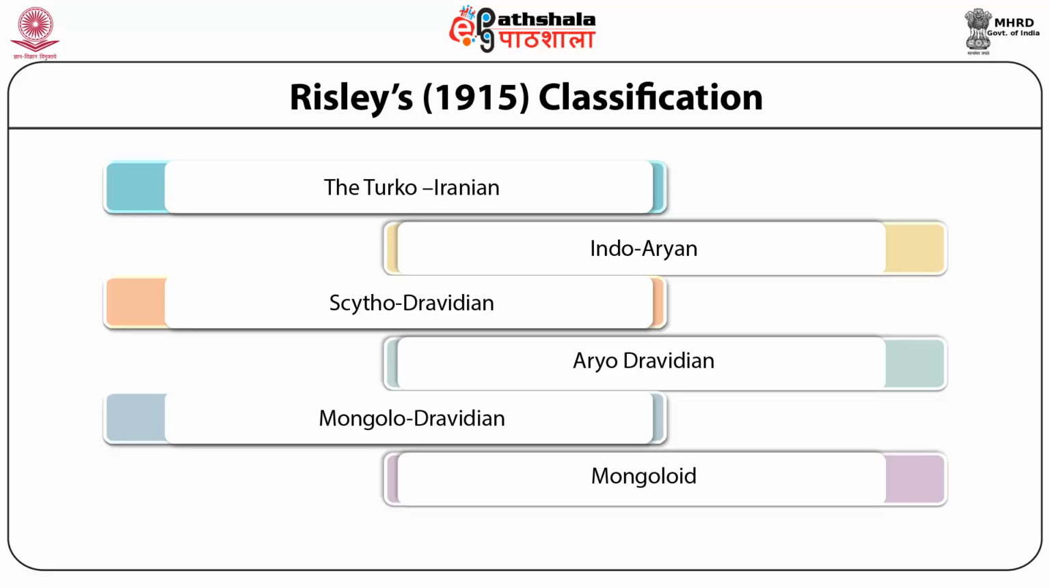The last classification given by Risley is the Dravidian type.